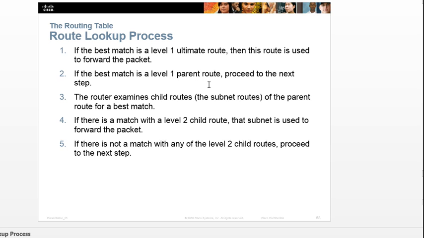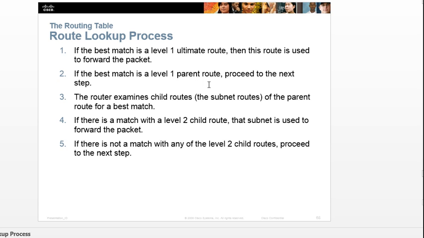So here we've got kind of the route lookup process. If the best match is a level 1 ultimate route, then the route is used to forward the packet. If the best match is a level 1 parent route, it proceeds to the next step. The router then examines the child routes for the best path match. If there is a match with a level 2 route, that subnet is used to forward the packet.